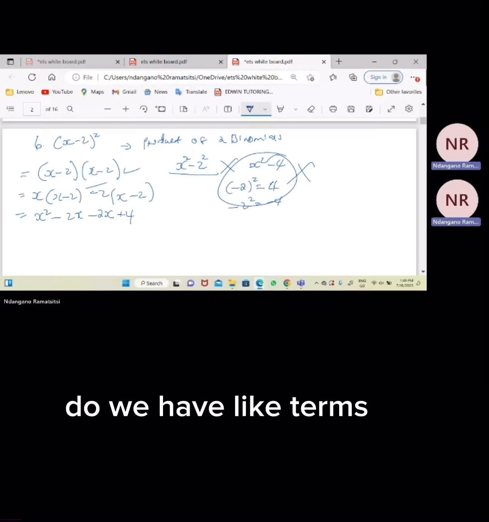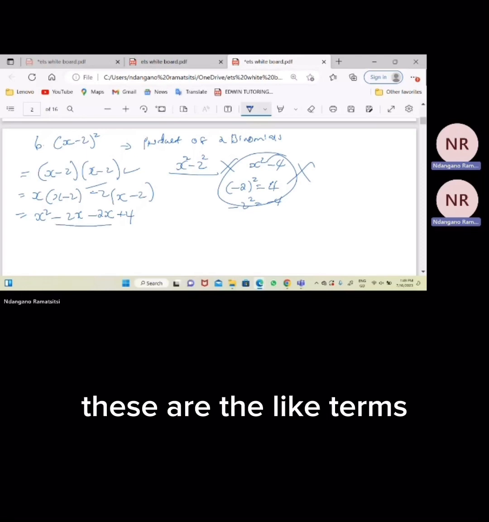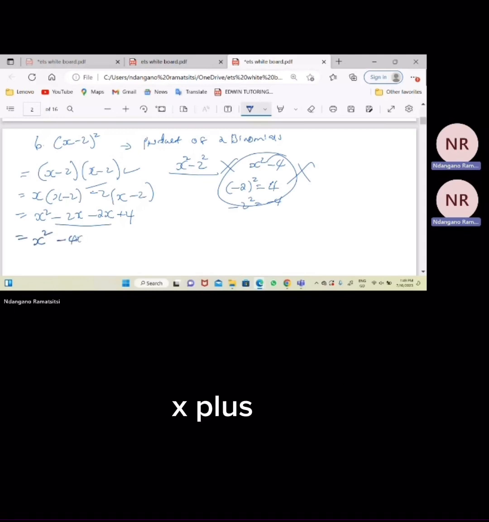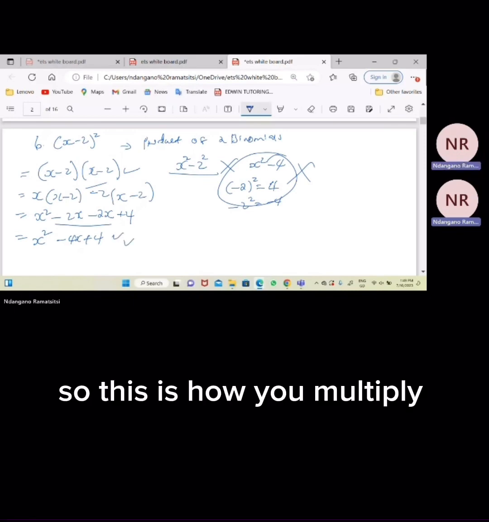Do we have like terms? Yes, these are the like terms. Then our answer is going to be x squared minus 4x plus 4. Great. So this is how you multiply the algebraic expressions.